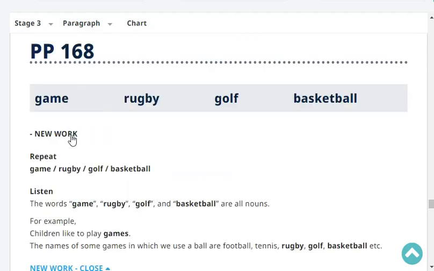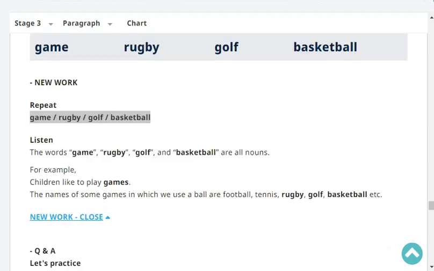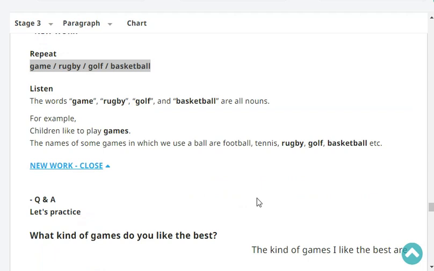Next, repeat. Game. Rugby. Golf. Basketball. Very good. Okay, listen. The words game, rugby, golf, and basketball are all nouns. For example, children like to play games. The names of some games in which we use a ball are football, tennis, rugby, golf, basketball, etc.